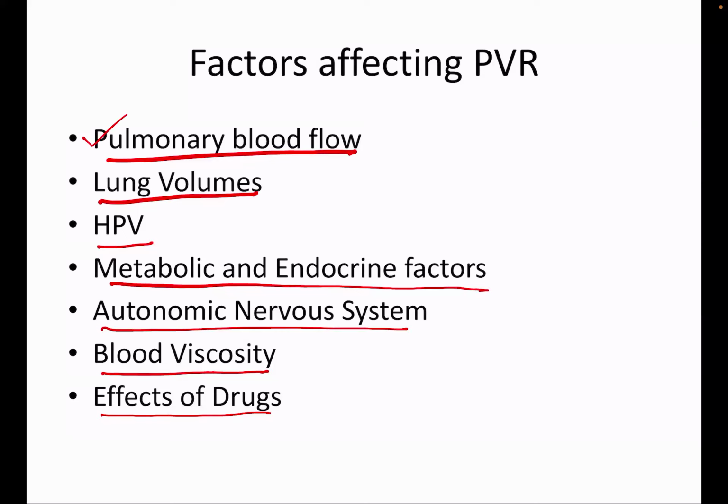Now coming to lung volume. The relationship between the lung volume and the PVR is a U-shaped graph, and the pulmonary vascular resistance is lowest at the FRC. So it is very difficult to practically achieve this, but theoretically it has been seen in experimental studies that the pulmonary vascular resistance is lowest at the FRC. When there is overinflation, the PVR rises, and if there is underinflation, the PVR also rises. So it is optimum at the FRC.